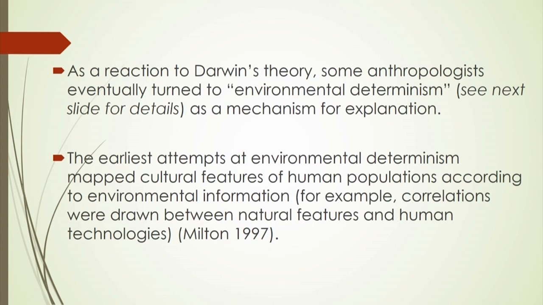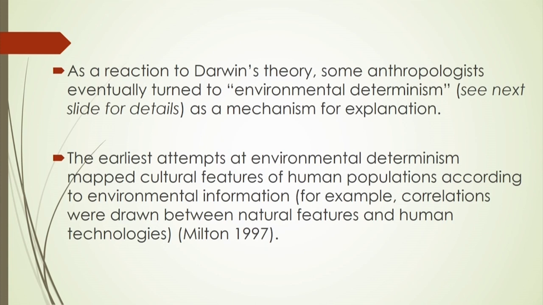Now, there are some anthropologists who, in a sense, reject, if not disagree with, the idea of Darwin, and they tend to come up with this idea of environmental determinism as a mechanism for explanation. So, in essence, environmental determinism, as we had discussed in the theoretical premise of human ecology, is sort of not a challenge, but contradicting to Darwin's theory.